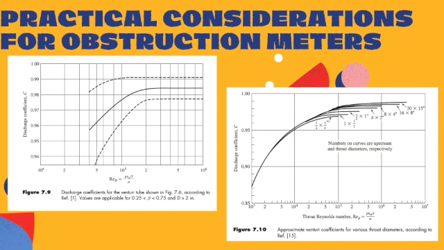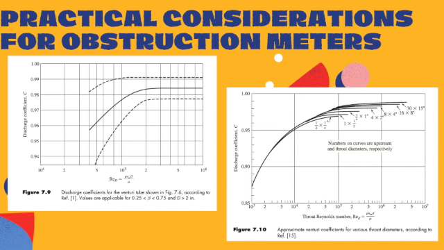Good morning, my name is Jesus Agora Sanchez, and I'm going to present the part of particular considerations for obstruction meters. The first graph is discharge coefficients for the Venturi tube. According to reference 1, values are applicable for 0.25 until 0.75.